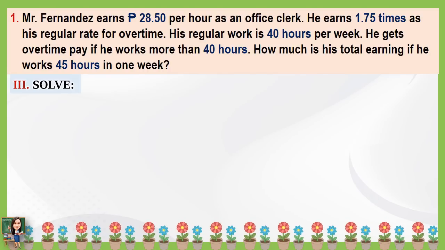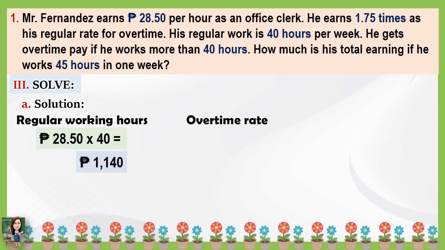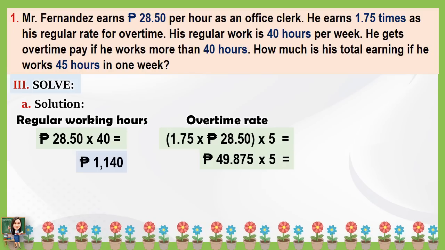Step 3. Solve. For the solution, the regular working hour pay is 28 pesos and 50 centavos times 40 equals 1,140 pesos. For the overtime rate, multiply 1 and 75 hundredths times 28 pesos and 50 centavos equals 49 pesos and 87 centavos, times 5 equals 249 pesos and 40 centavos.